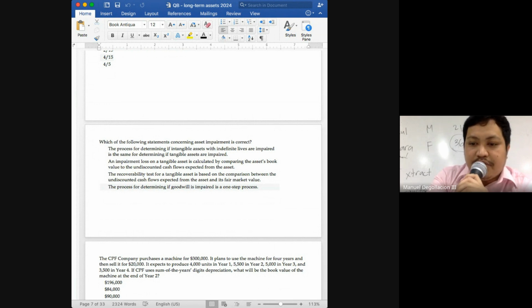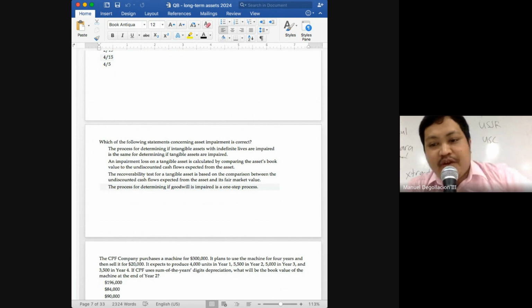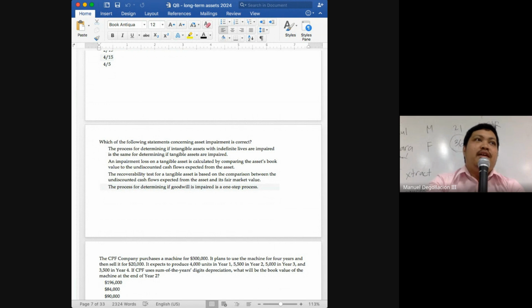The process of determining if goodwill is impaired is a one-step process. Okay, because if we're talking about goodwill, class, if the fair value is higher, then obviously the goodwill is not impaired. If the fair value is lower than the recorded value, the book value, then the goodwill is impaired, and the loss recorded is the difference between the book value and the fair value. Okay, because you do not have undiscounted cash flows from goodwill, huh? You do not have undiscounted cash flows from goodwill.